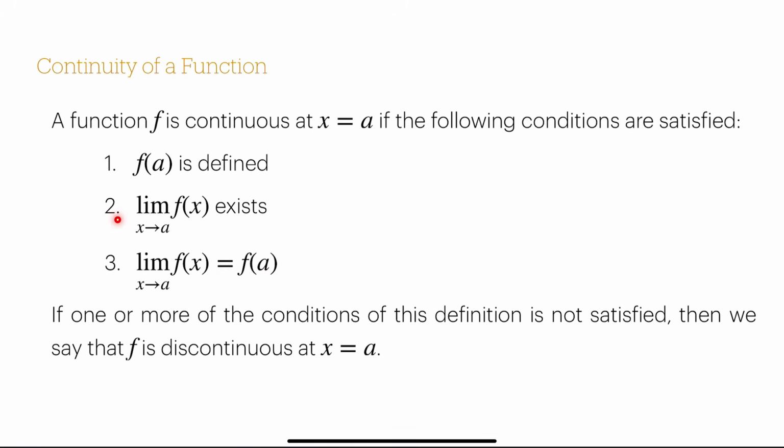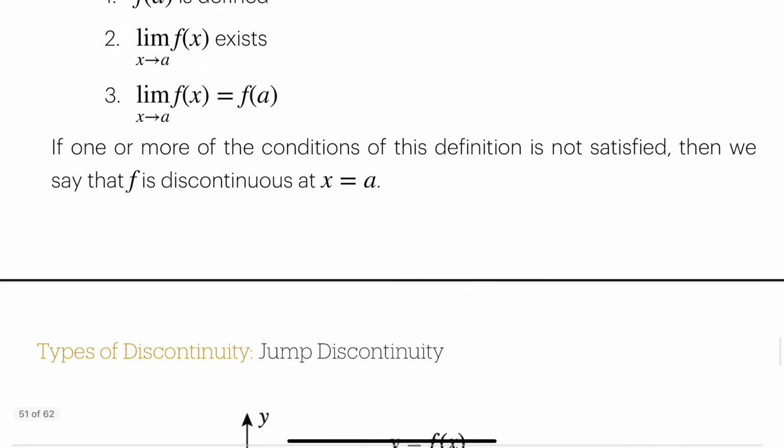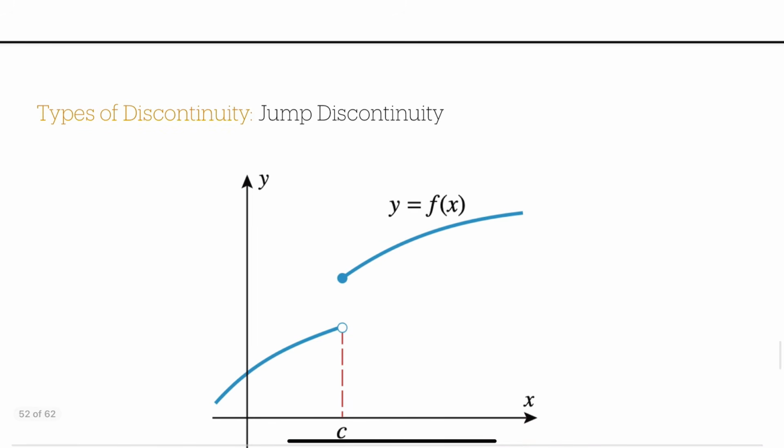So meaning the first two must be equal. If one or more of these conditions of the definition is not satisfied, then we can say that f is discontinuous at x equals a. So there are three types of discontinuity of functions.